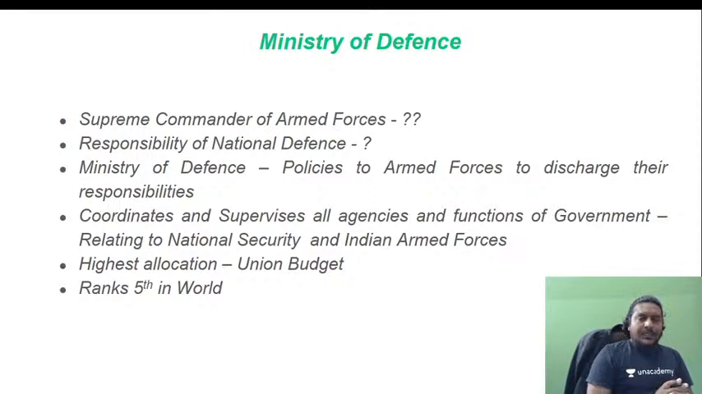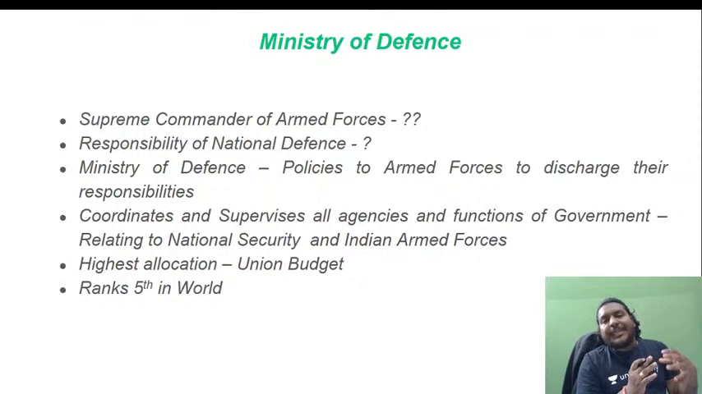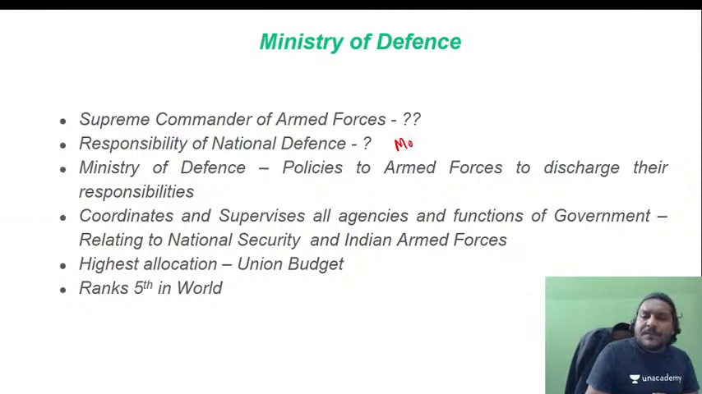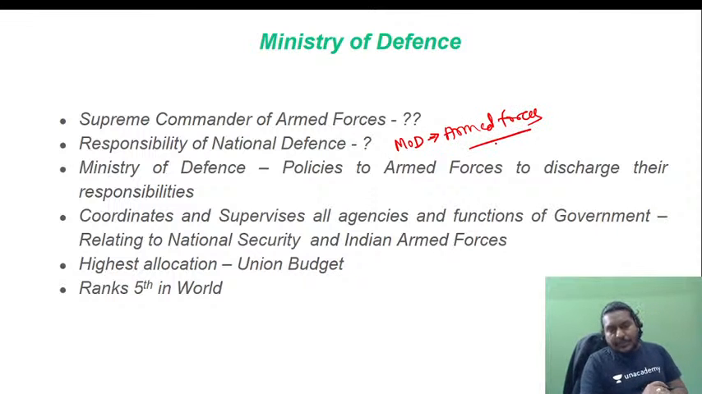Even though the supreme commander of the armed forces is the President of India, where he would be looking into various things, where he would be bringing up certain things, where he is the one who commands the armed forces about what is to be done, still, the responsibility of national defense will be on the Ministry of Defense. The armed forces are the ones who would actually play a very, very important role.